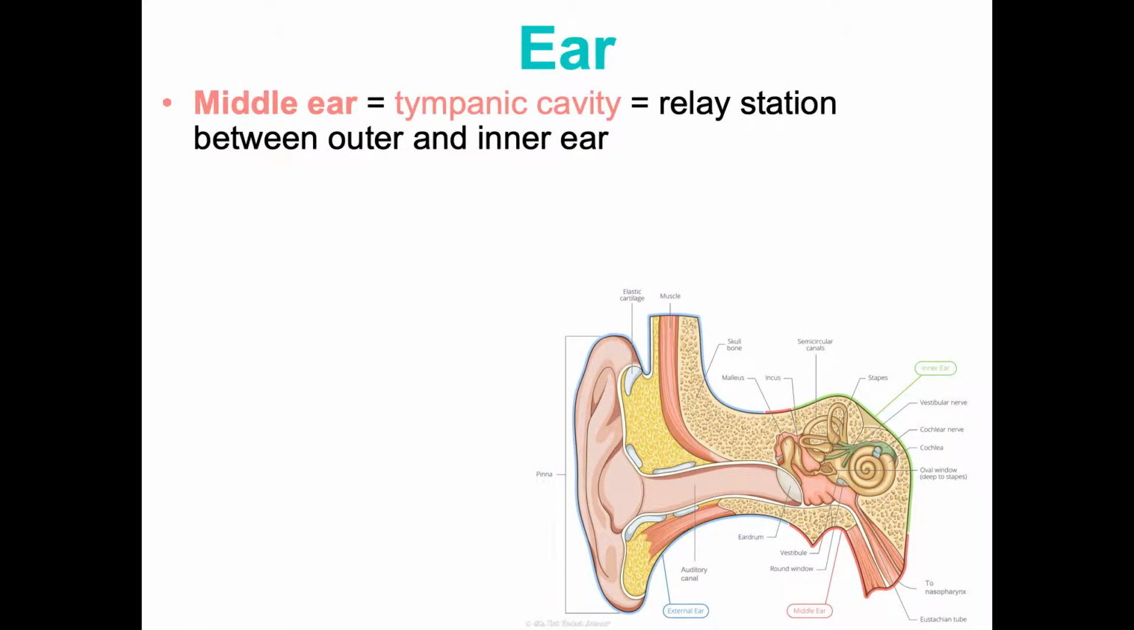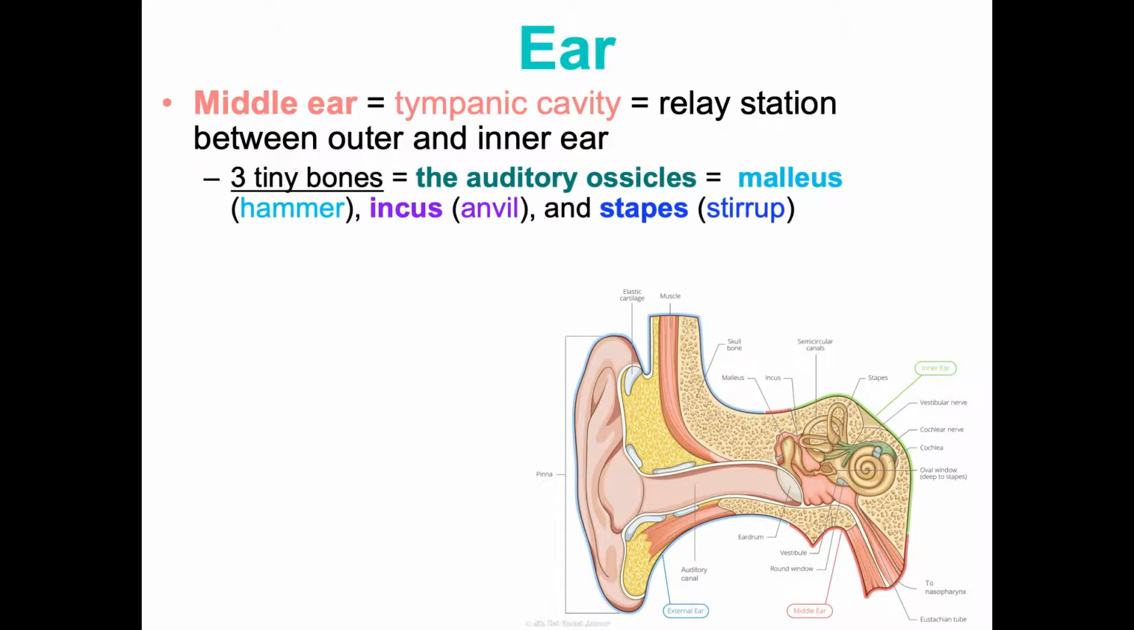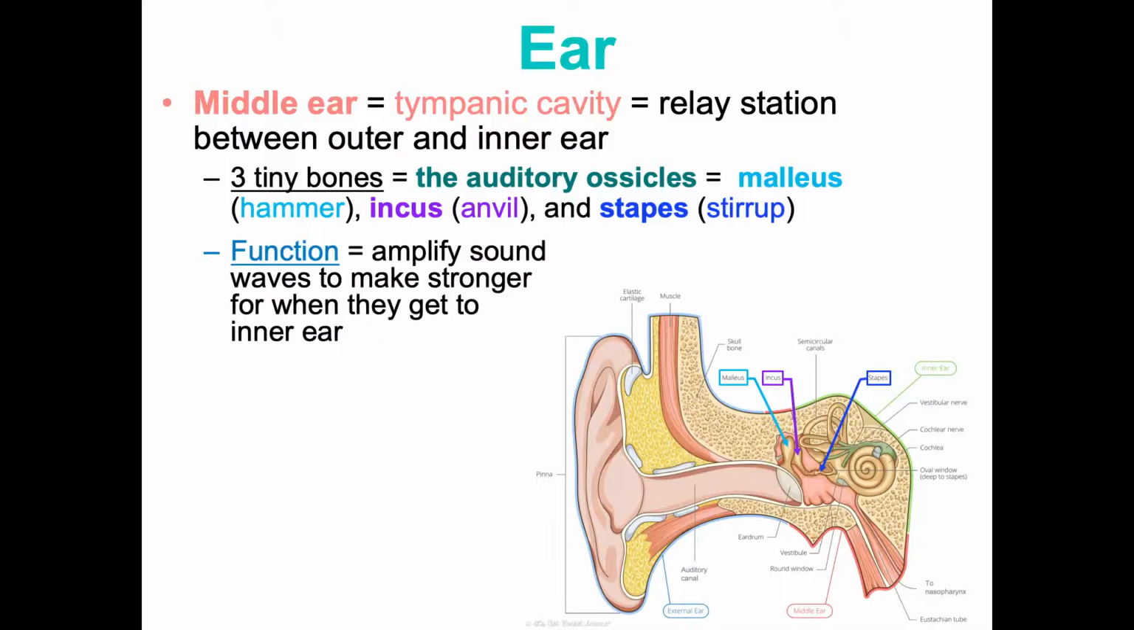All right, let's talk about your middle ear. This is also known as your tympanic cavity because it's just behind the tympanic membrane, or your eardrum. It's the relay station between the outer and inner ear. And it has 3 tiny bones in it, your auditory ossicles, which I mentioned before. The malleus or the hammer, the incus or the anvil, and the stapes or the stirrup bone. And these work together to amplify sound waves. We want to make them stronger for when they get to the inner ear because they're going to be moving from air and now into fluid. All right, so we want to make them stronger.